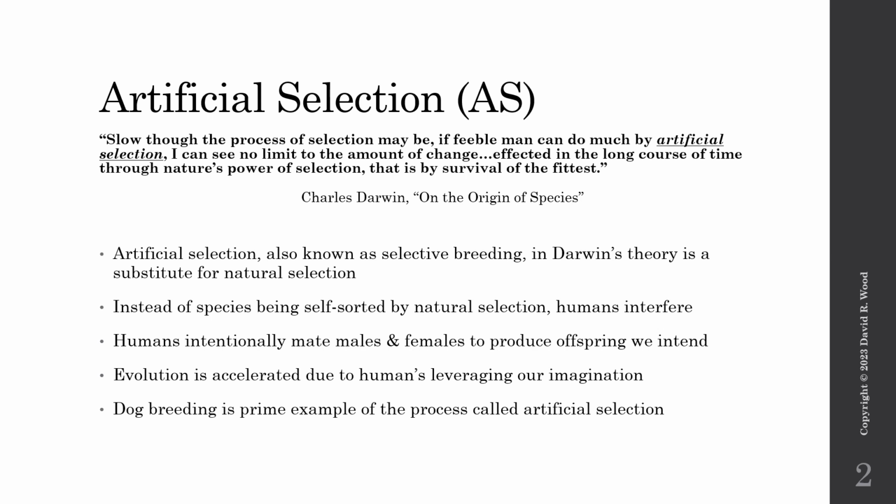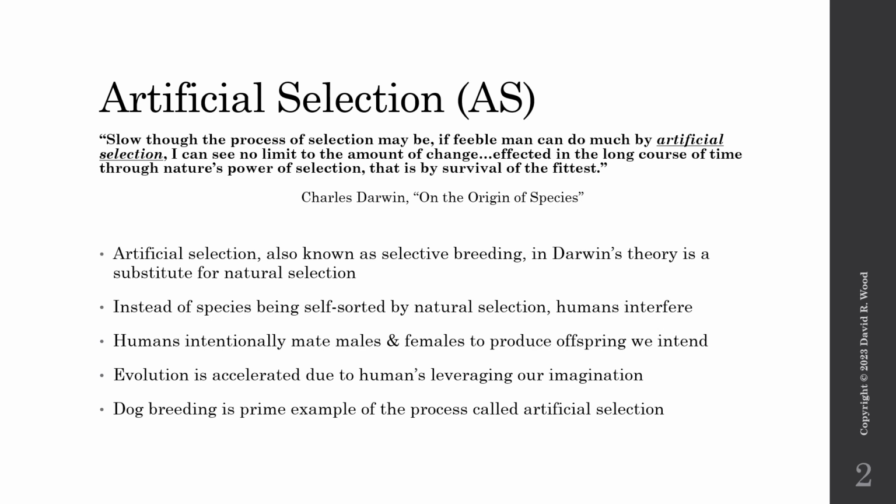End quote. A key characteristic of artificial selection is that it accelerates the process of adaptation. This is due to Homo sapiens leveraging our imaginative capacity. We deliberately select organisms we think will accelerate the evolution of a species down a selected trajectory, one that will produce the phenotypic traits we are intending to create.